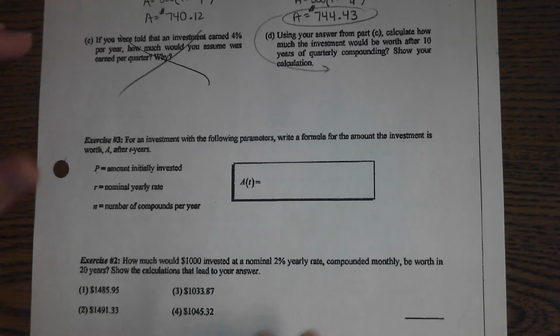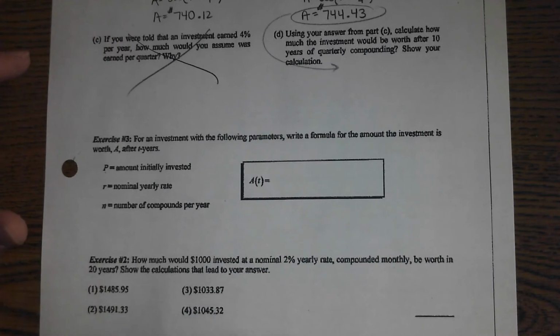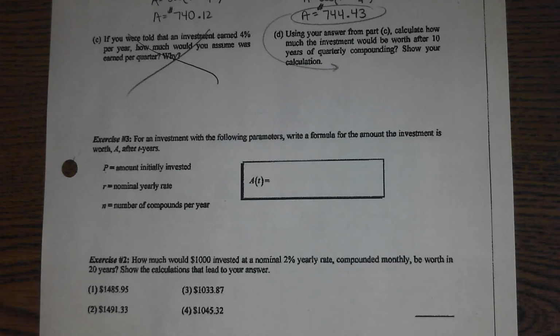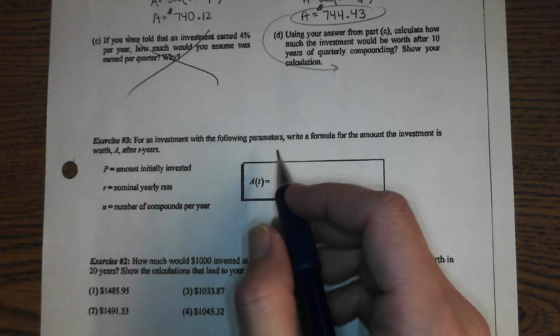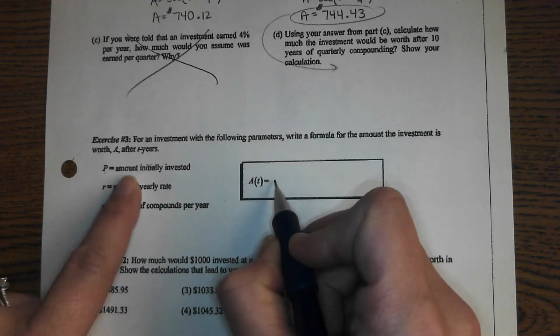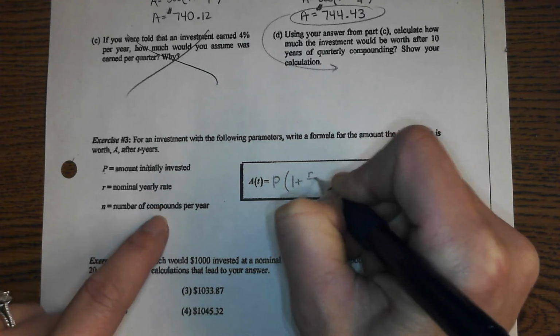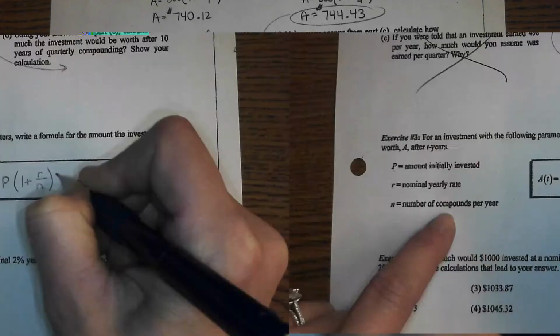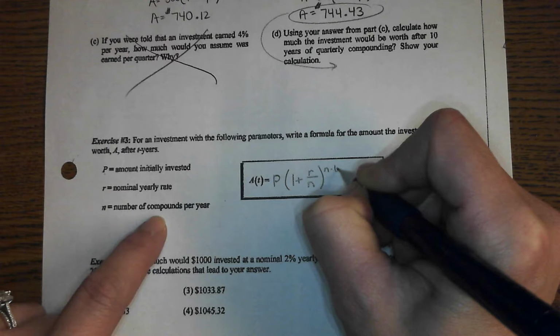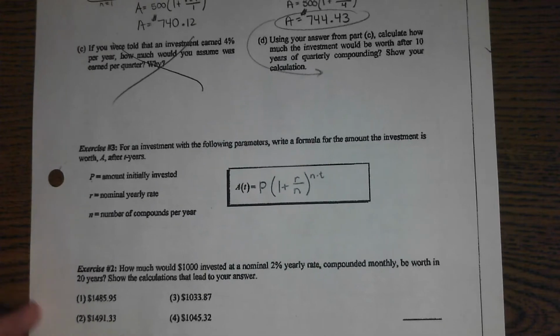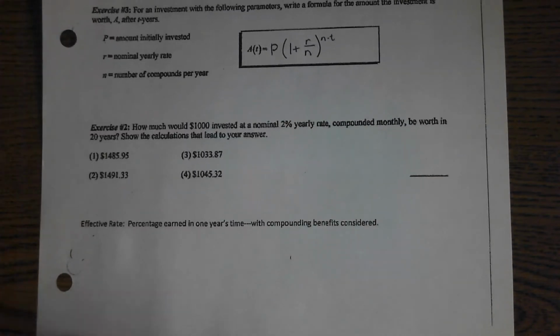Okay, number 3. For an investment with the following parameters, write a formula for the amount the investment is worth after T years. So the final amount is equal to, and we're just plugging in, P is the initial amount invested, times 1 plus R over N, to the N times T power. Maybe I didn't anticipate giving you that right at the top of the page. So, whoops, we already knew that. Let's just keep using it.